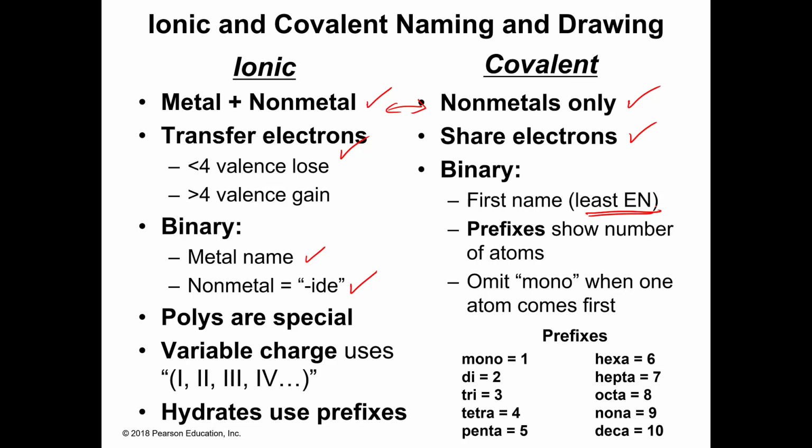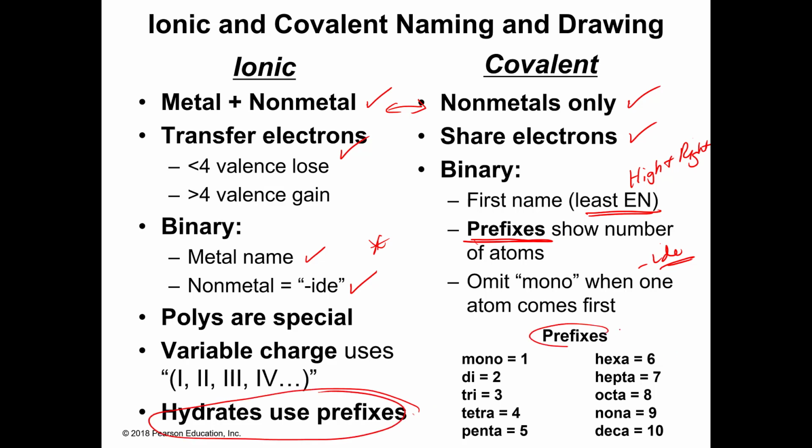Remember that electronegativity is high and to the right. Fluorine would be the most electronegative, so you look and see which of the two you're looking at is the least electronegative. You are still going to end in IDE if it's binary, but you're going to use those prefixes in the name for the covalent. Over here, the only time you ever use prefixes is in the hydrates, but you do use the same prefixes, so that makes it a little bit easier.